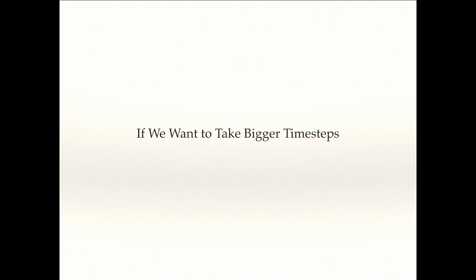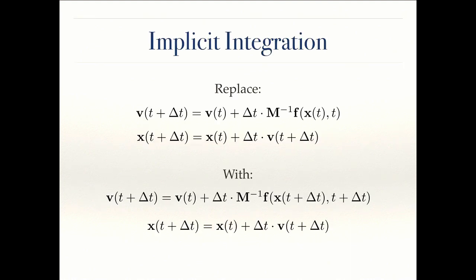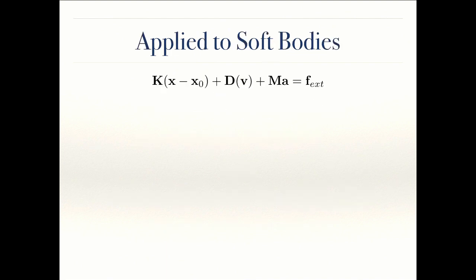So if we want to take bigger time steps, we turn to implicit integration. We replace the pair of equations that we had for explicit integration, where we were evaluating our forces at time t, with implicit integration, where we're evaluating our forces at time t plus delta t. Okay, I'm going to do a little math here. We'll get to the punchline in a second.